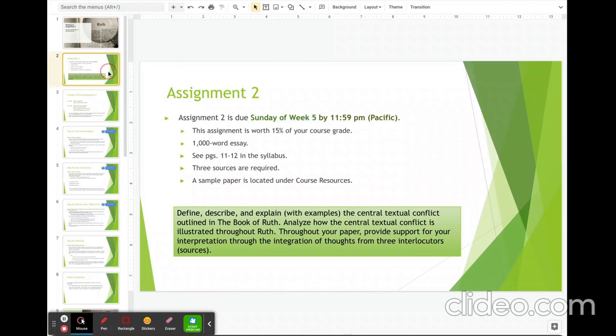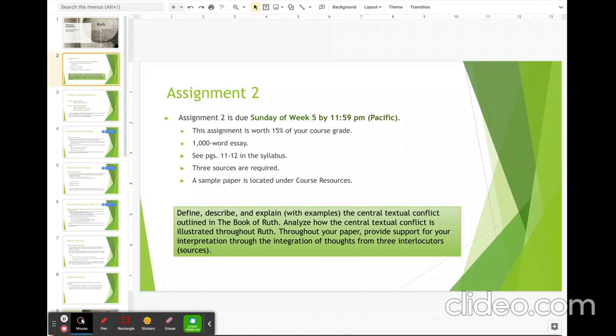So to start off, I just want to give a quick review of the main criteria of assignment 2, which is due Sunday. This assignment is worth 15% of your course grade, so it's the second highest scored assignment in the course, so you definitely want to do well on it. The paper should be at least 1,000 words, which is roughly 3, maybe 4 pages. For all the criteria, you can see pages 11 through 12 in the syllabus.